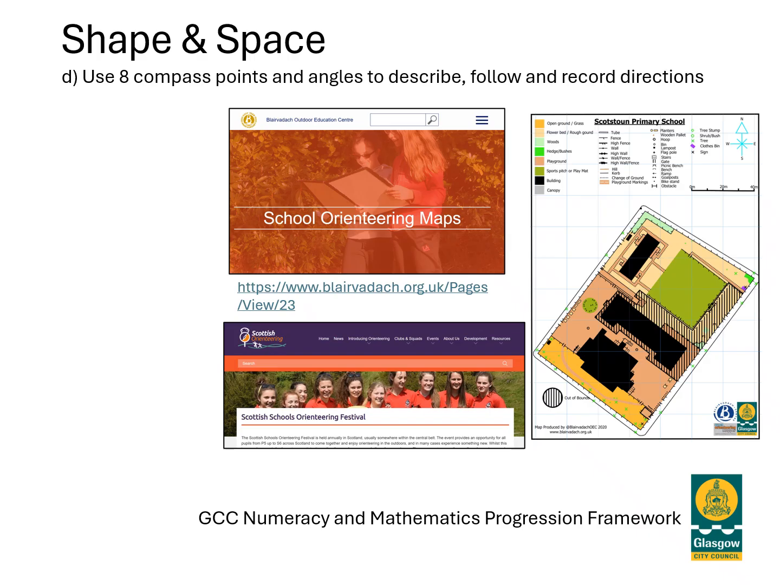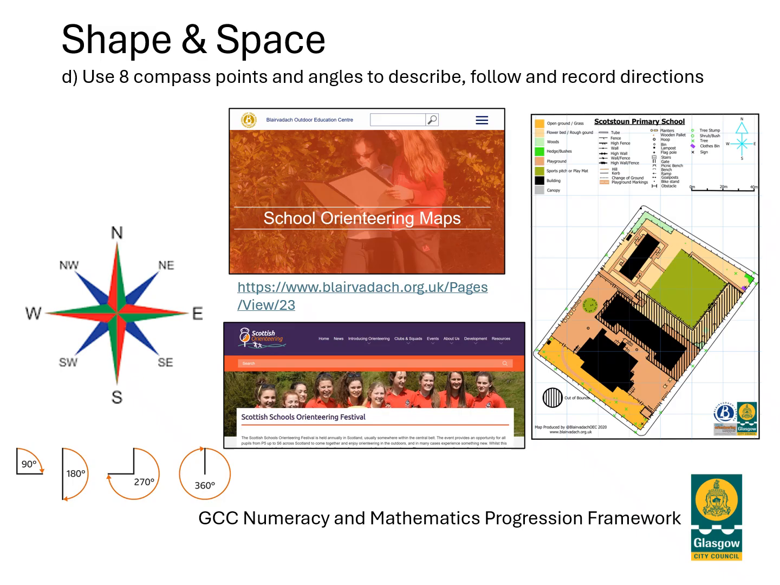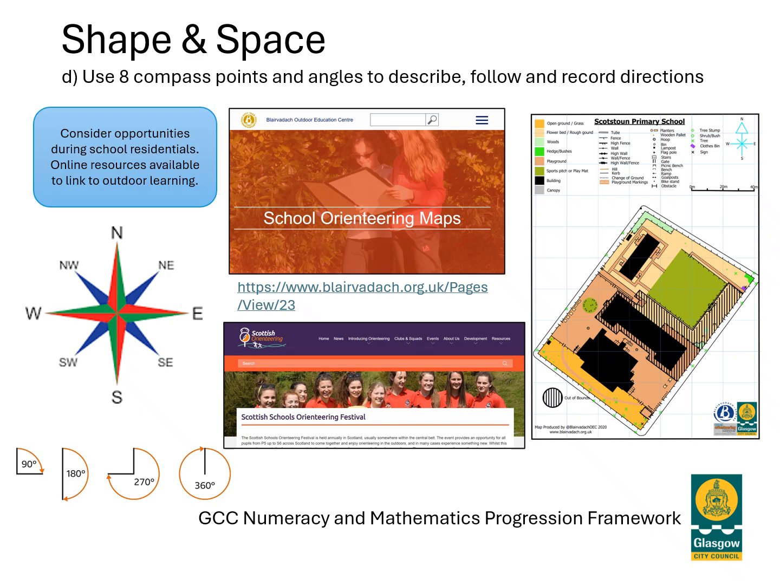Okay, and then in terms of directional language, by primary 7 we're using all 8 compass points. That's been introduced in previous year groups as well. We're using our knowledge of angles to describe turns and so on. And I would suggest, given it's primary 7 and you're likely going on a residential, that if you engage with the organisers of your residential trips, there may well be opportunities to cover off this learning whilst you're there.